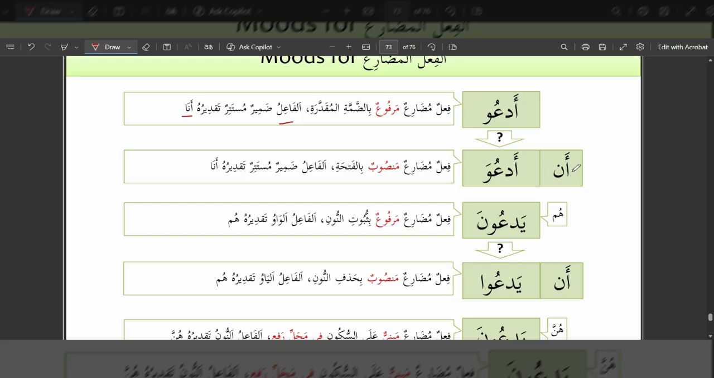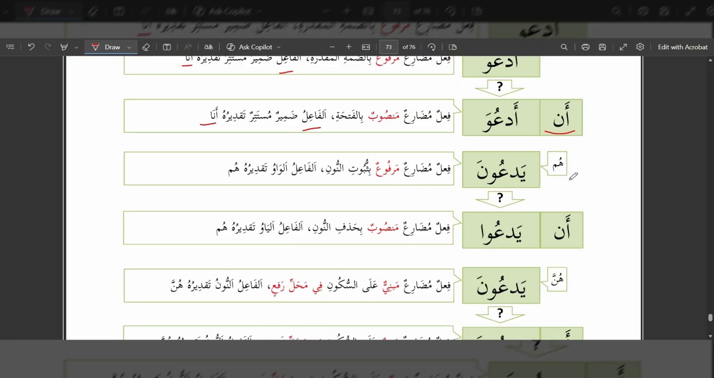Again, when we put an in front of it, this will become ad'uwa, which is in the mansoob form. So فعل مضارع منصوب بالفتحة. Present tense in the mansoob form with the fatha. الفاعل ضمير مستتر تقديره أنا. That is, the doer here is again a hidden attached pronoun, which is أنا, I.